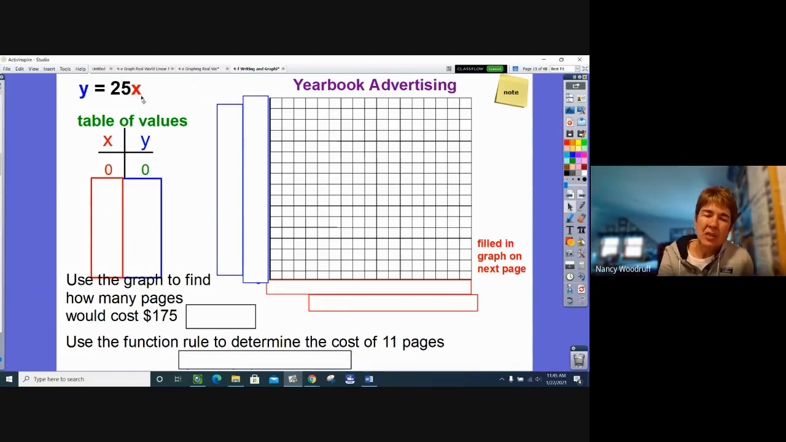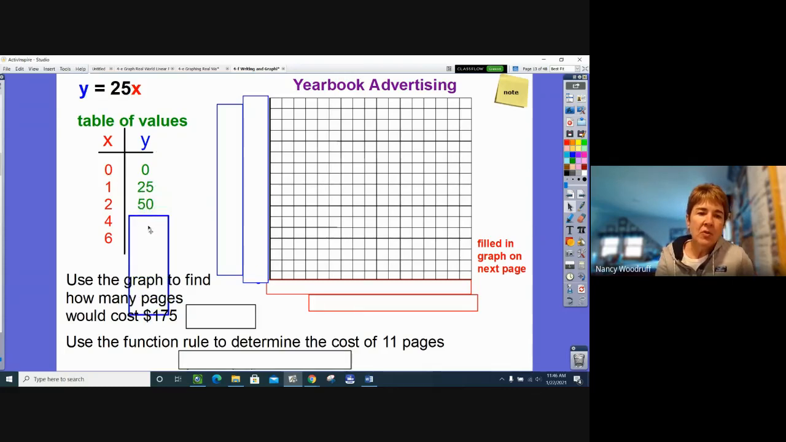So think about pages. Am I going to buy 100 pages of advertising? No. More than likely, I'm going to buy 1, 2, and you're going to notice I'm going up to maybe 6 or something like that. All right, so 1 times 25, 2 times 25, 4 times 25, 6 times 25. So that's how we start. We write the function rule, we define our variables, and we make a table of values that makes sense for this problem. So, we're not putting negatives in. We're not putting fractions in. We got a title on our graph.